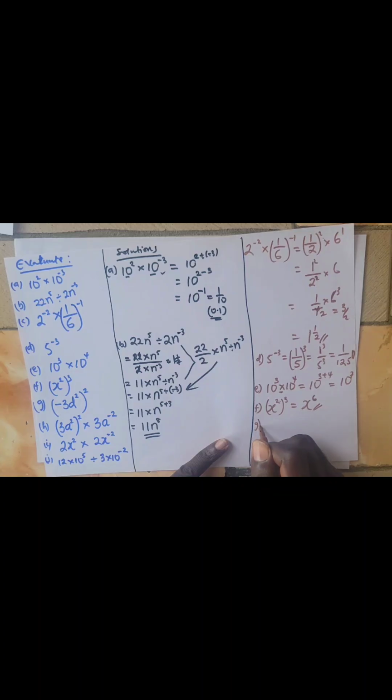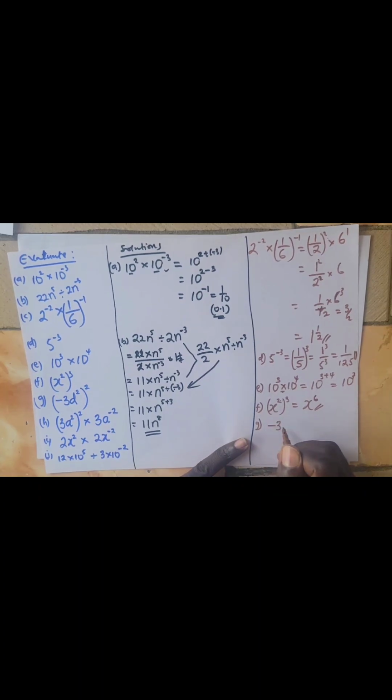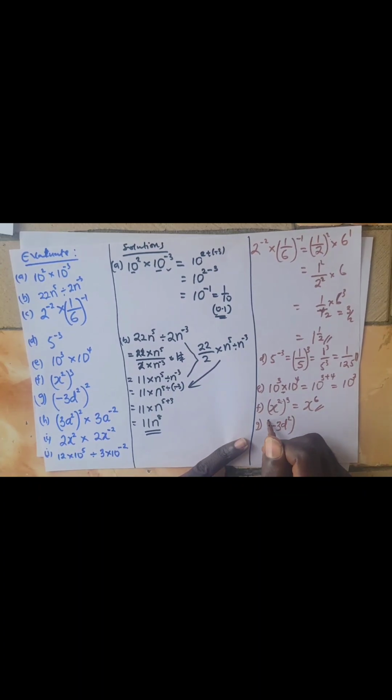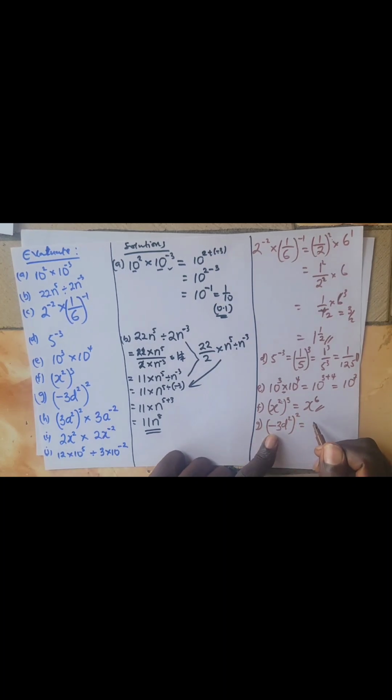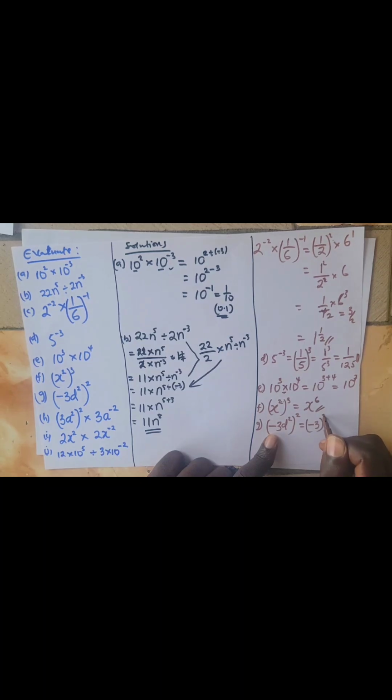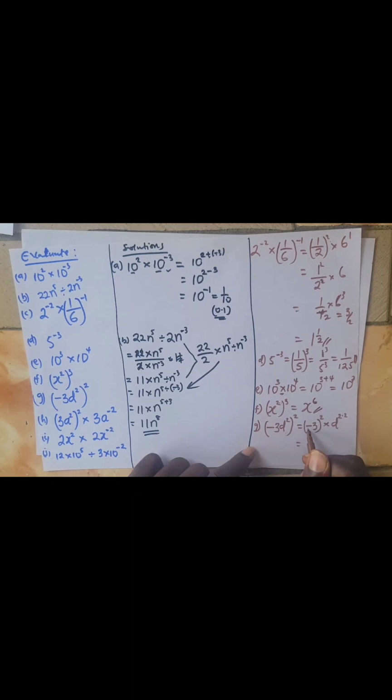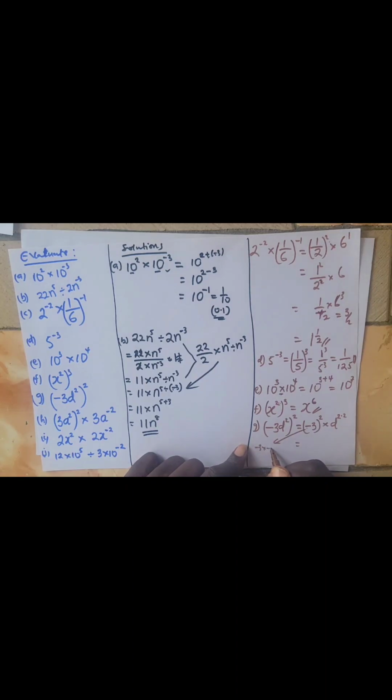G, minus 3 d squared all to the power 2 is equal to, separate them. This is minus 3 raised to the power 2 times d squared times 2 up here. Minus, this means minus 3 times minus 3. So minus times minus is plus. 3 squared is 9. So this is 3 squared times d raised to the power 4, which is 9d raised to the power 4.